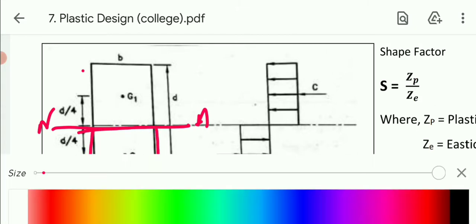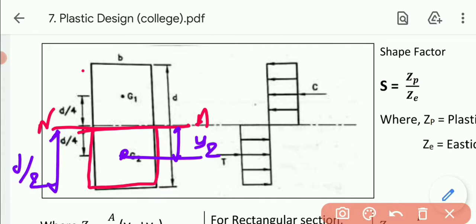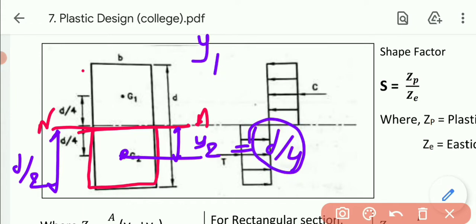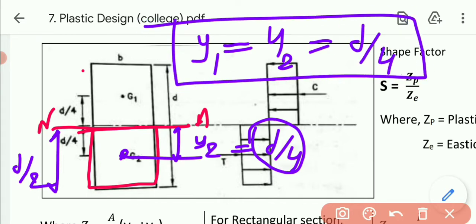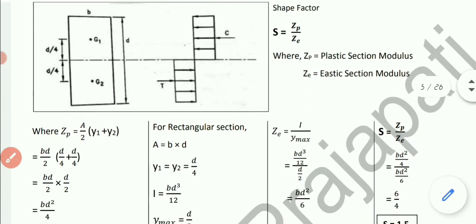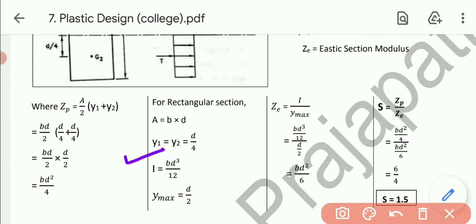Now talking about CG will be over here, so this will be my y2. Same parameters, whole dimension is d by 2, so the half dimension will be d by 4. So we got two things, y1 and y2 both equal to d by 4.